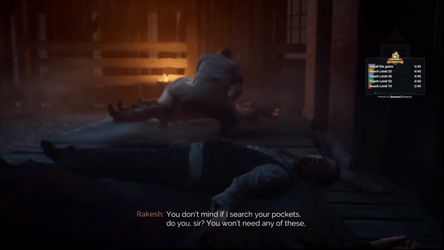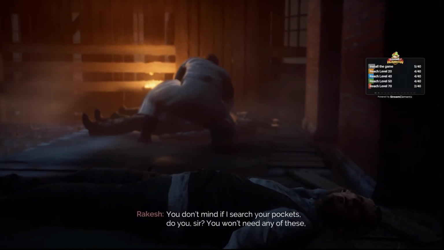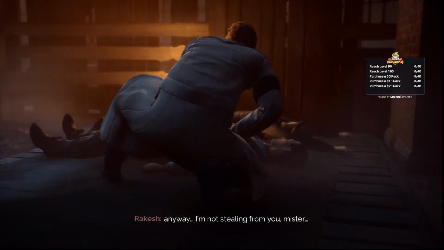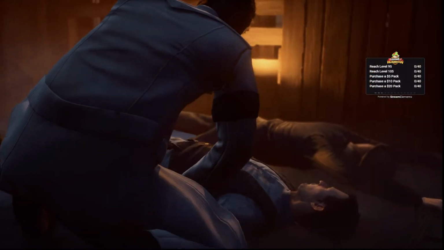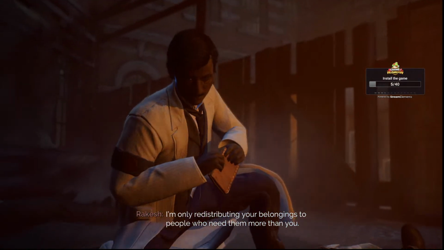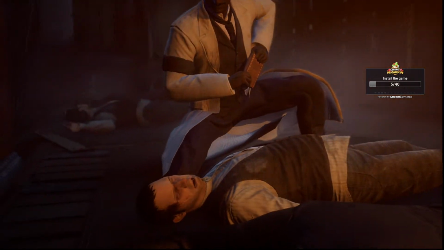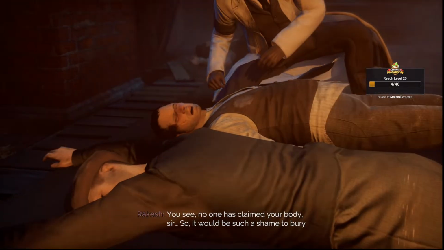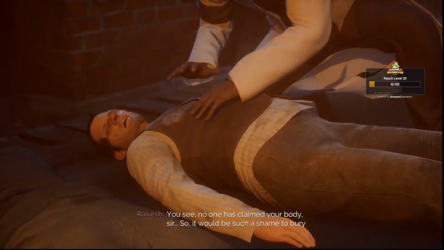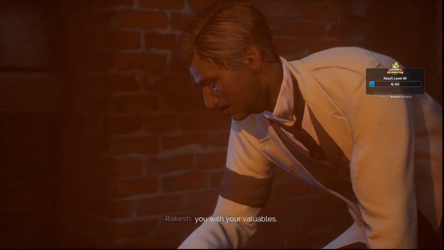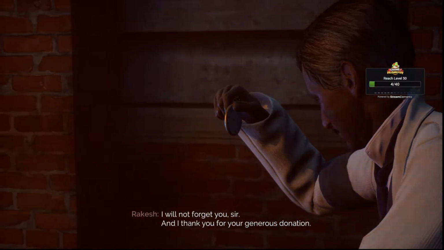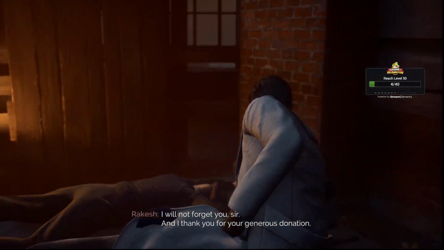You don't mind if I search your pockets, do you, sir? You won't need any of these anyway. I'm not stealing from you, mister. I'm only redistributing your belongings to people who need them more than you. You see, no one has claimed your body, sir, so it would be such a shame to bury you with your valuables. I will not forget you, sir, and I thank you for your generous donation.